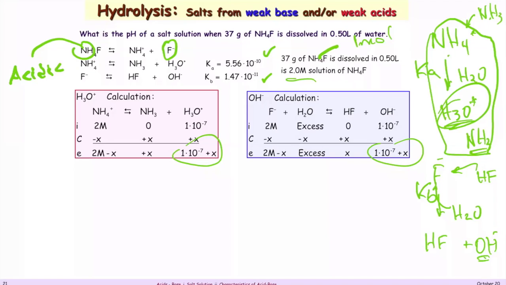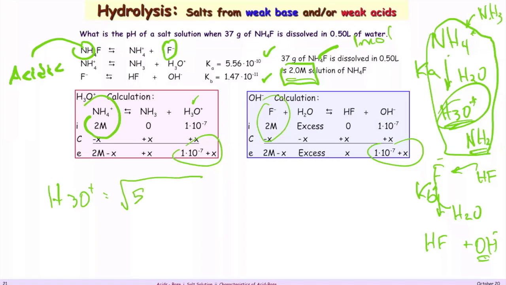Why do we need molarity? Because we need to know the initial concentration of ammonium and the initial concentration of fluoride. Now that we know that, we can calculate the hydronium ion concentration, which is equal to the square root of the Ka, because we're forming hydronium. So that's 5.56 times 10 to the minus 10 times 2. And that's my hydronium ion concentration.